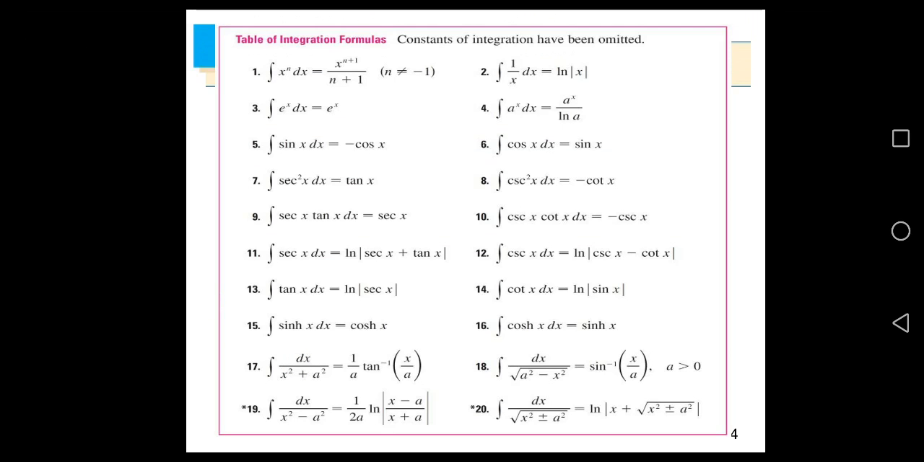Okay, next we have different formulas over here in the table of integration formulas, and we know that these are really helpful to solve different problems of integration, right? So we have different formulas like the power rule formula, the logarithmic rule formula, and different formulas of trigonometry. We just omitted the constants because we know it's understood that whenever we solve the integration there would be a constant alongside the particular solution, right? So we have omitted those constants from the integrals.